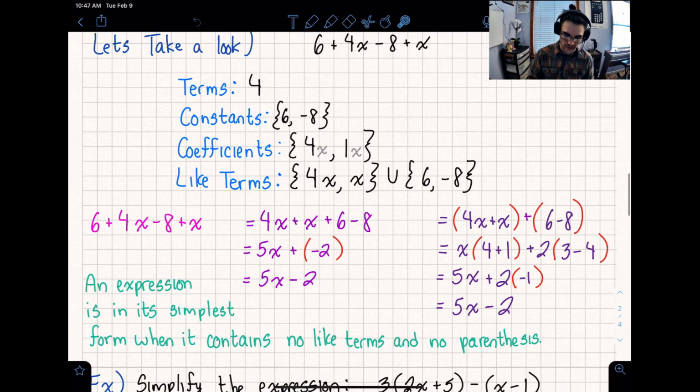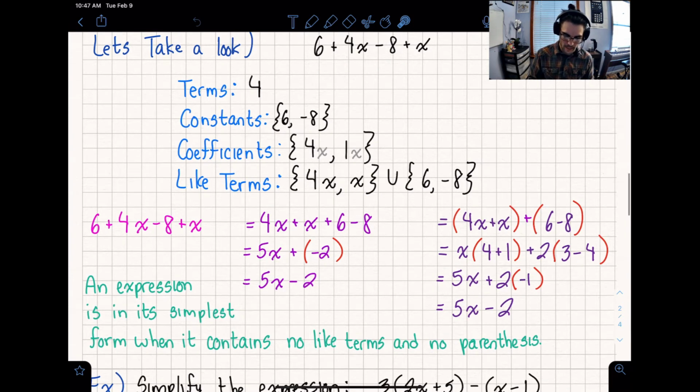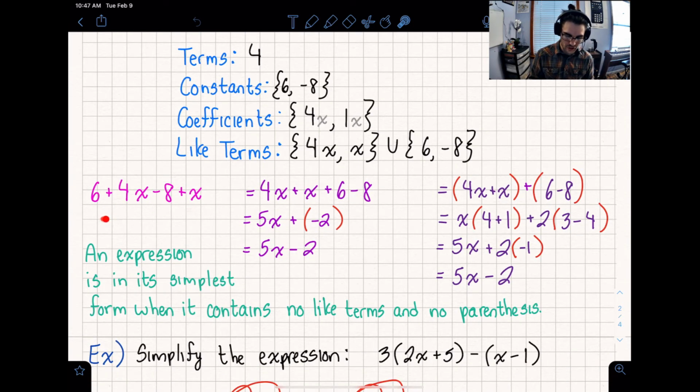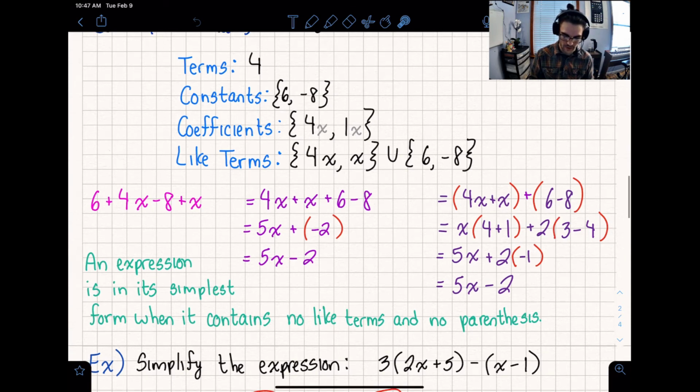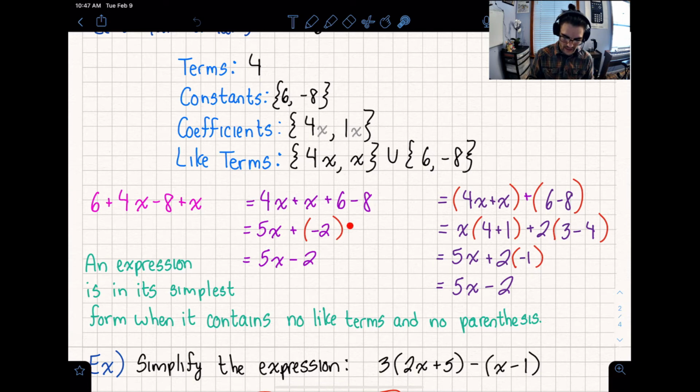So now we're going to look at ways we can simplify this expression. First I just rewrote it here, and as you can see, I wrote it out two different ways that we can simplify this. The first way I did here, I grouped the like terms together. I added them, so 4x plus 1x gives us 5x, and then 6 minus 8 gives us -2. So if we have 5x plus a -2, we don't need to say plus negative. We can very simply drop the plus, and we have 5x minus 2 as our simplified form.